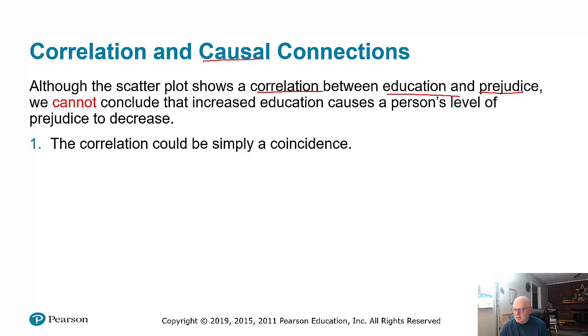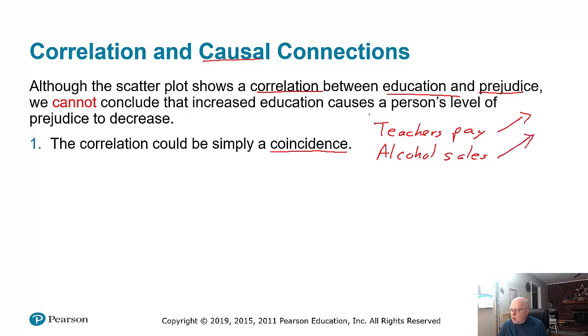Causal, you can't say. That correlation, even if it exists, could be a coincidence. There's one famous example that I read about years ago, and it found the correlation between teachers' pay and alcohol sales in a particular county. As the teachers' pay went up, alcohol sales went up. So you might say, okay, there's a correlation there, but does it mean teachers' pay makes the alcohol sales go up? Probably a coincidence.